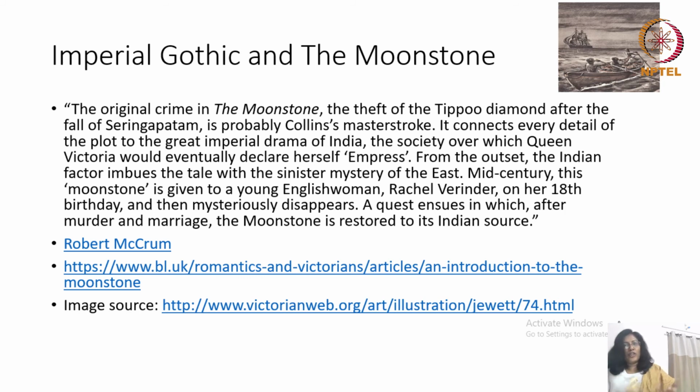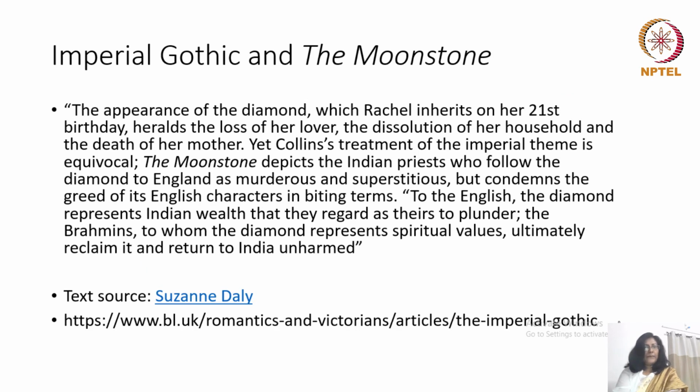The stolen object could be a moonstone, it could be an entire land and a nation. The message is simple and clear. The punishment will ensue for the theft in manifold ways. The appearance of the diamond, which Rachel inherits on her 21st birthday, heralds the loss of her lover, the dissolution of her household, and the death of her mother. Yet Collins's treatment of the imperial theme is equivocal.